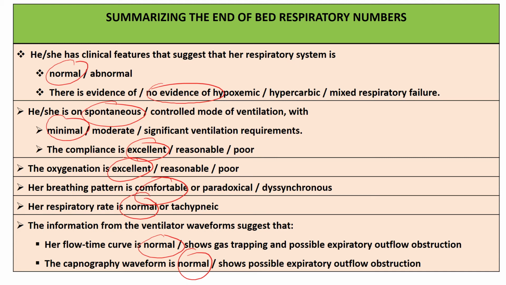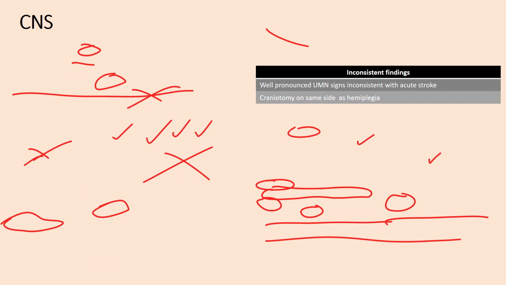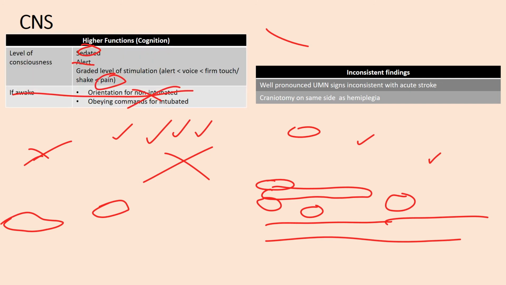Overall, for the respiratory system, again, I find that everything seems normal. There's no evidence of hypoxemia, hypercarbia. She's having minimal ventilation support. The compliance is excellent. The oxygenation is excellent. Her breathing pattern is comfortable. Her respiratory rate is comfortable. There's no accessory muscle use. And the flow time curve and the capnograph are all normal without any evidence of expiratory outflow obstruction. So easy. Okay, and then end of the bed, she's okay.